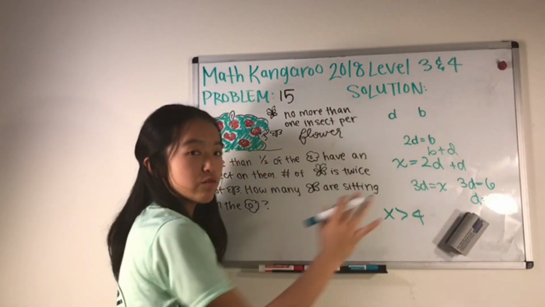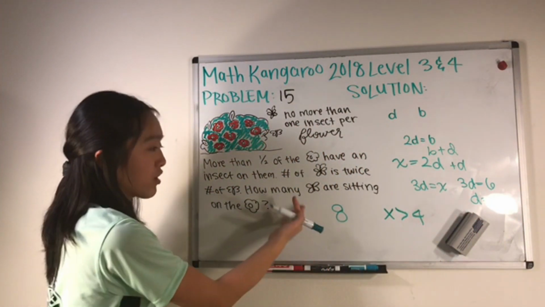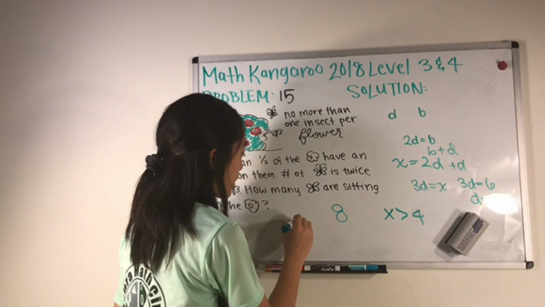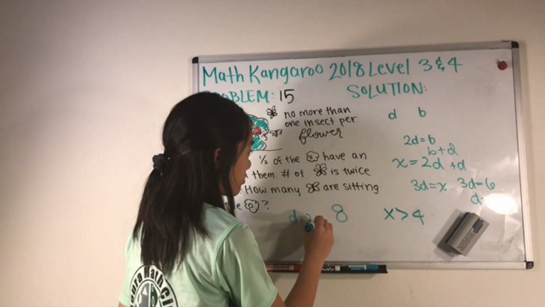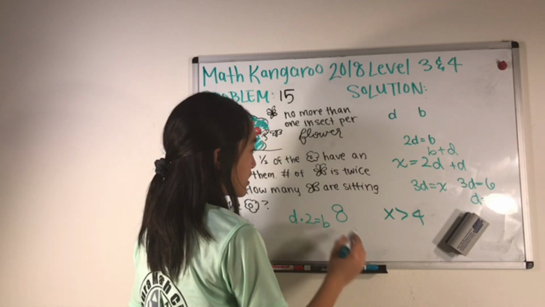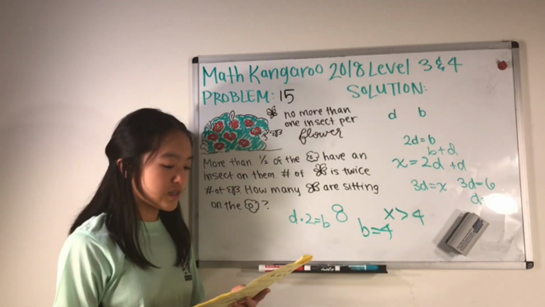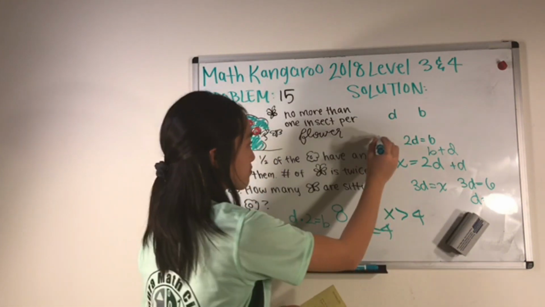So that means the number of dragonflies is 2, but we're finding the number of butterflies. Since the number of butterflies is twice the number of dragonflies, you just do the number of dragonflies times 2, which equals the number of butterflies. So that's 2 times 2, so there are 4 butterflies. That gives us the answer of letter C.